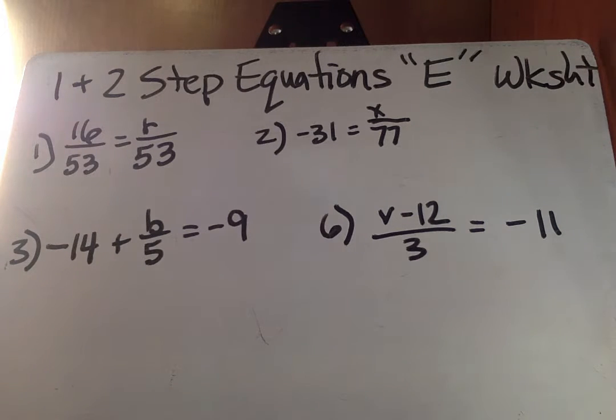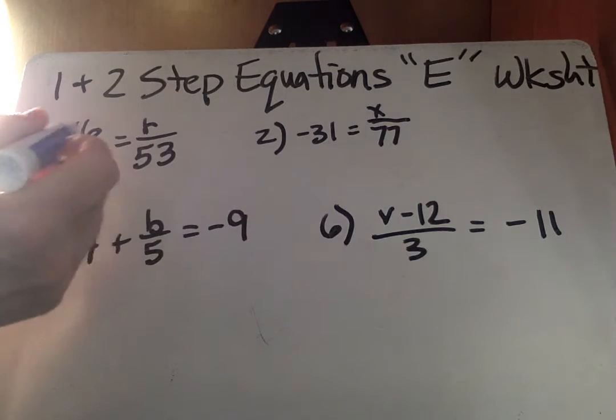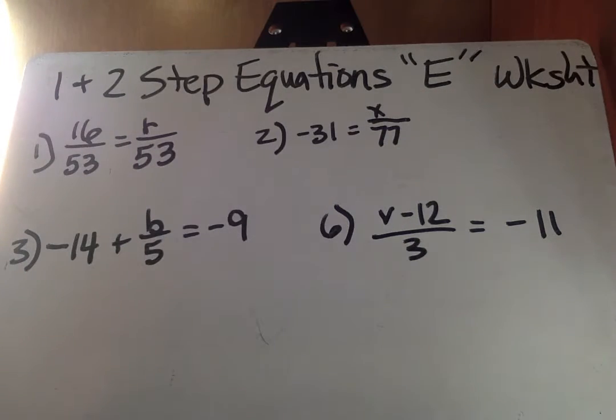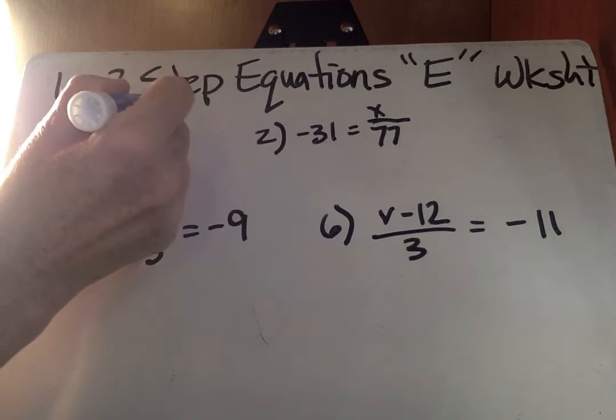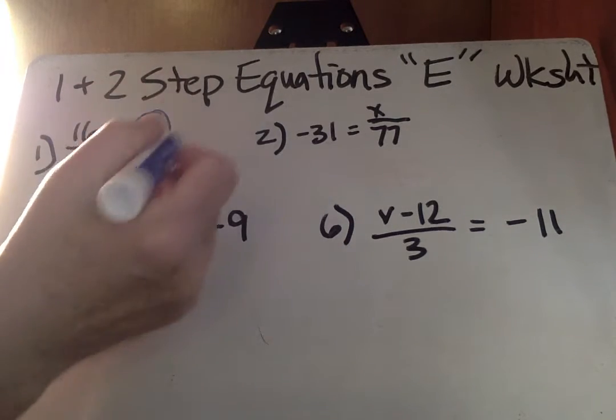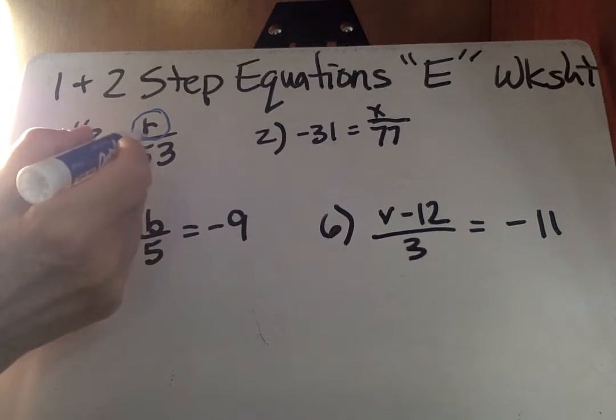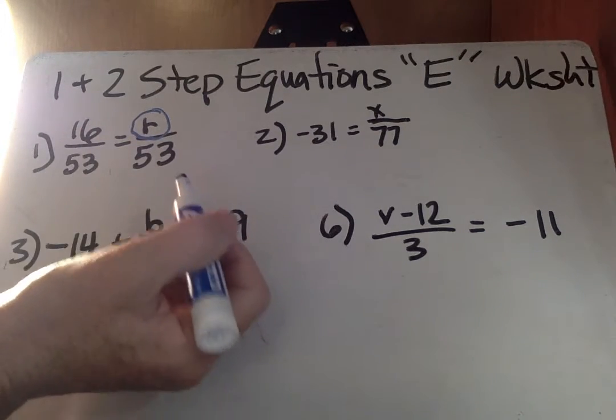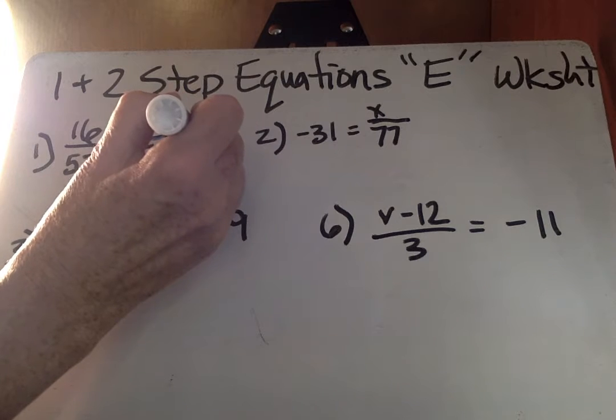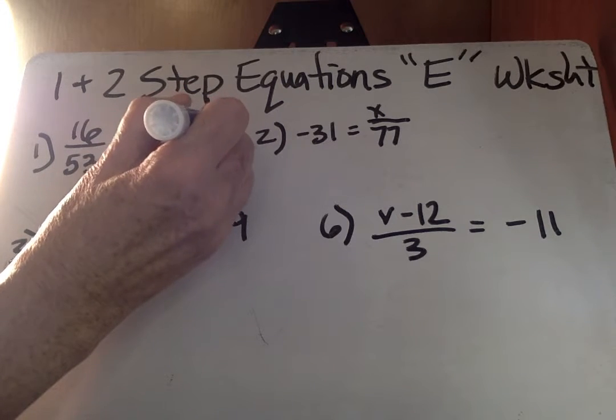Today we will be going over 1- and 2-step equations, your E worksheet. The instructions there are to solve each equation. On the first one we have 16 over 53 equals R over 53. So we want to focus where our variable is right here, and we say what is happening. Well, it's just divided by 53, so what we have to do is multiply each side by 53.